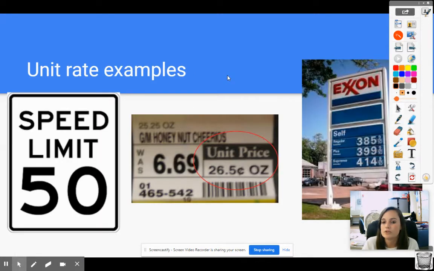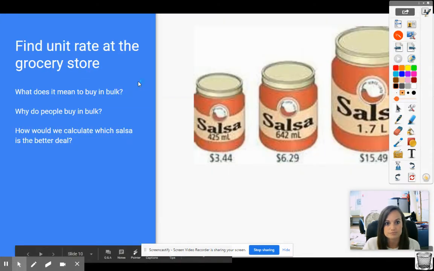So some examples of unit rates you see in the real world is the speed limit, because that 50 stands for 50 miles per every 1 hour as you're driving. You can see a unit price at the grocery store, like for example, this is the cost for every 1 ounce. And then at the gas station, it's giving you the cost for every 1 gallon of gas. So those are all unit rates.